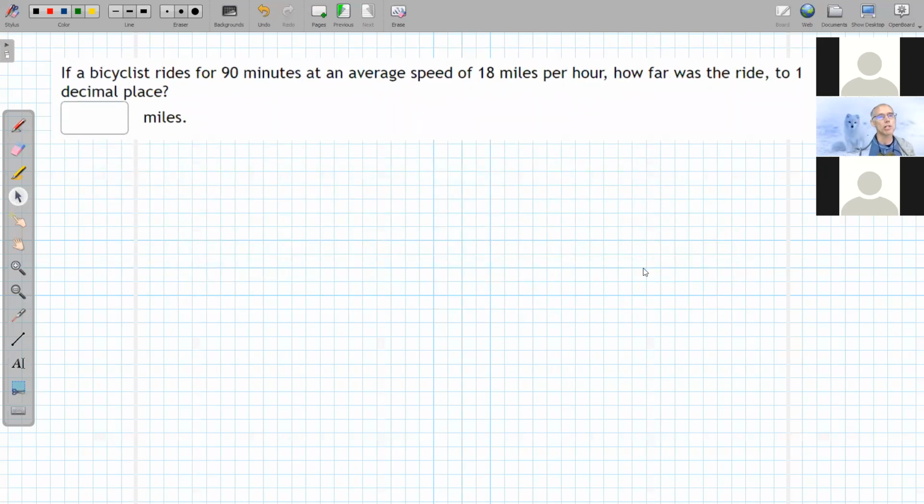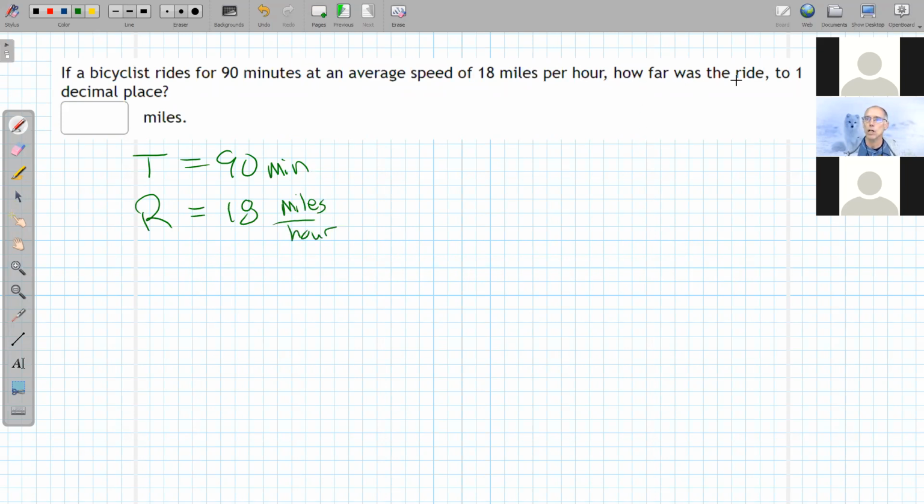A bicycle rides for 90 minutes. All right, so that looks like they're telling me T is 90 minutes at an average speed of 18 miles per hour. Okay, so miles per hour, that's a rate. So I would say that's my R, 18 miles per hour. How far was the ride to the nearest decimal place? And then they want the answer in miles. So how far, I don't know what D is here. So that's a question mark. But I want the answer to be in miles.